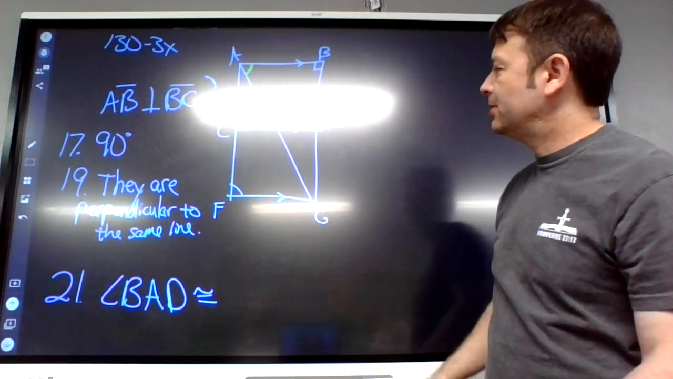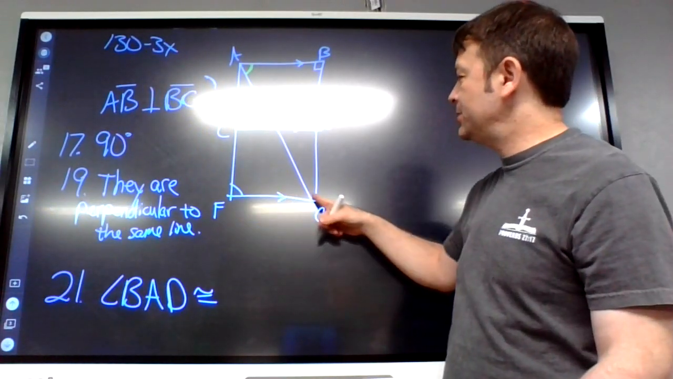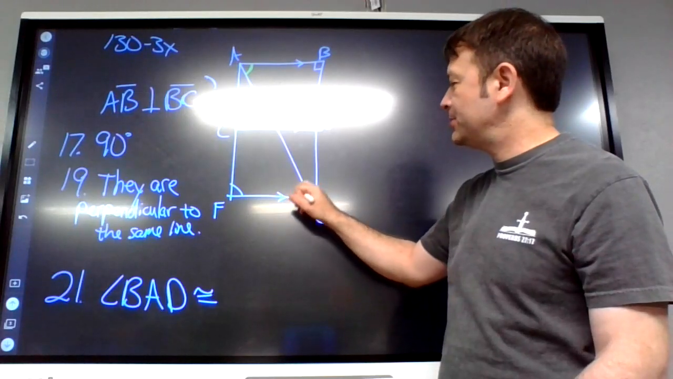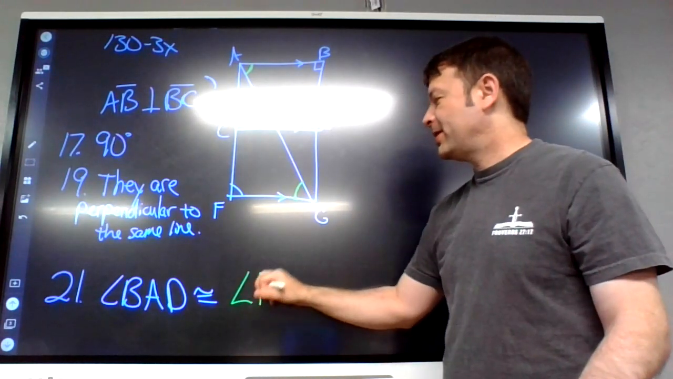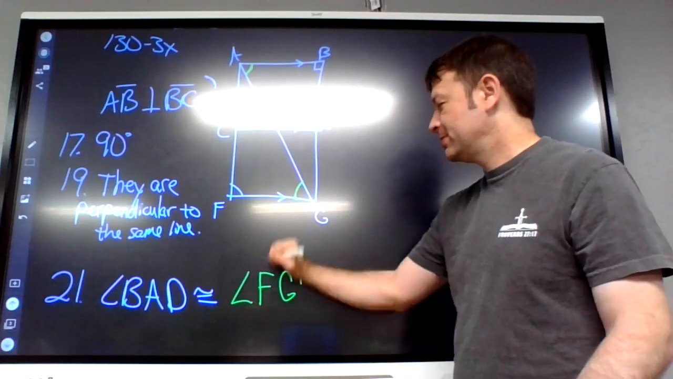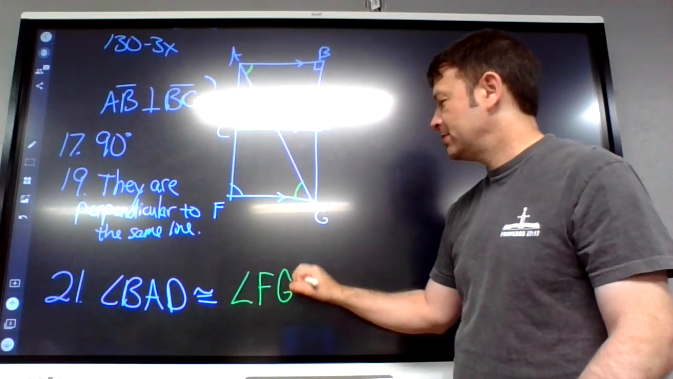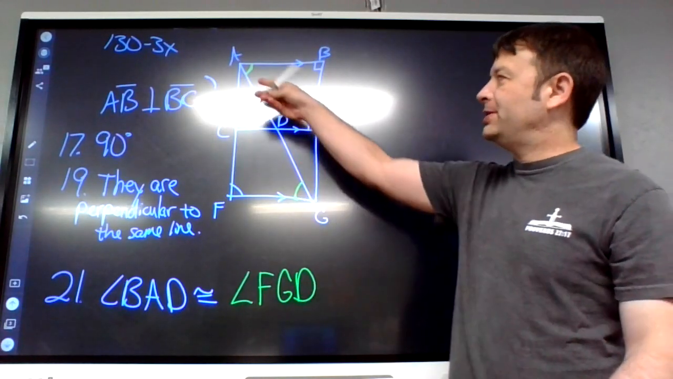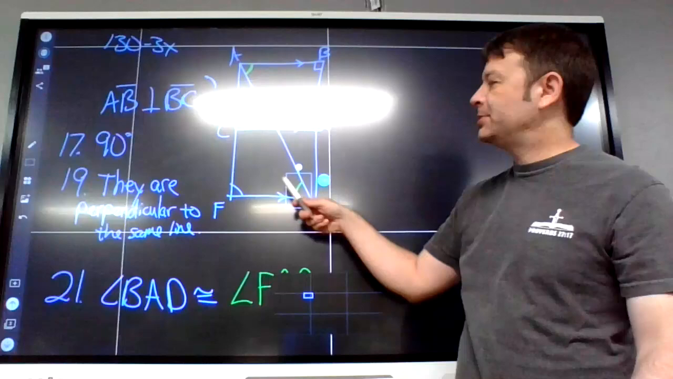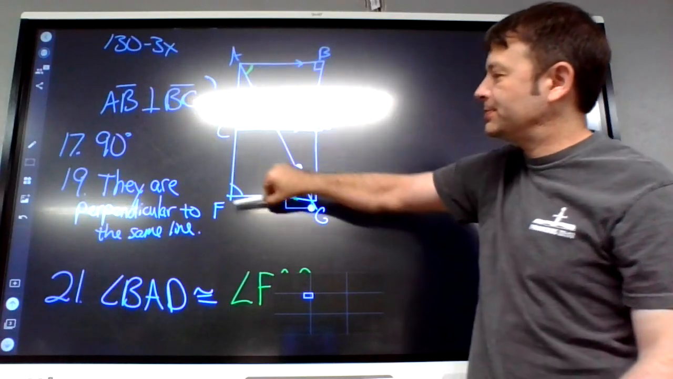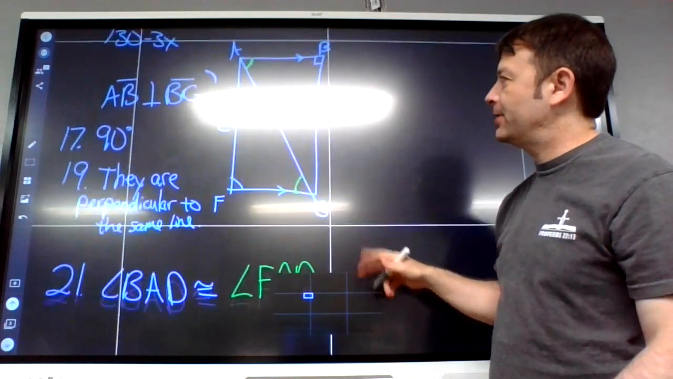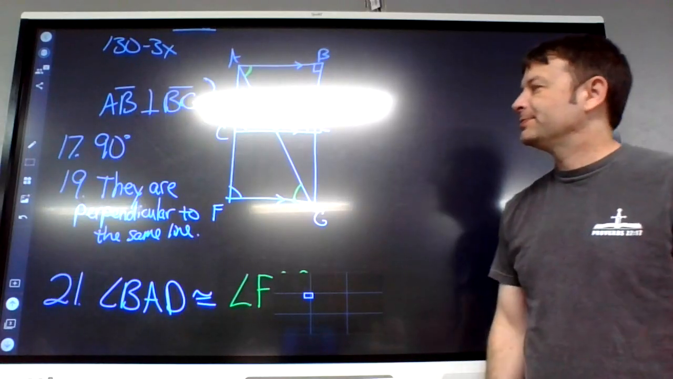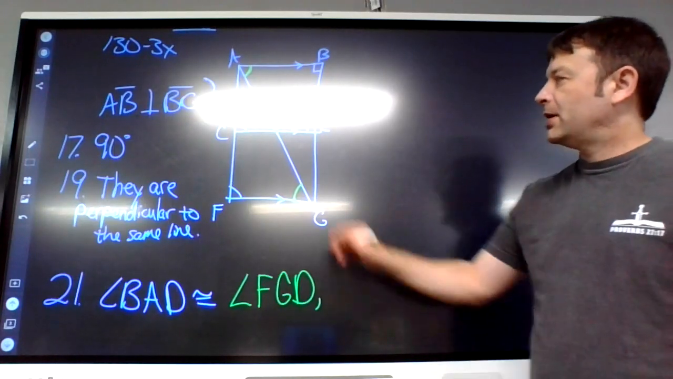FGD. Okay, FGD, yeah. How'd you know that? Because they both look the same. Okay, does anybody know the reason? They are alternate interior angles between these two parallel lines. Okay, that's one of them. It said there's three altogether. Anybody see another one? EDG. Okay.